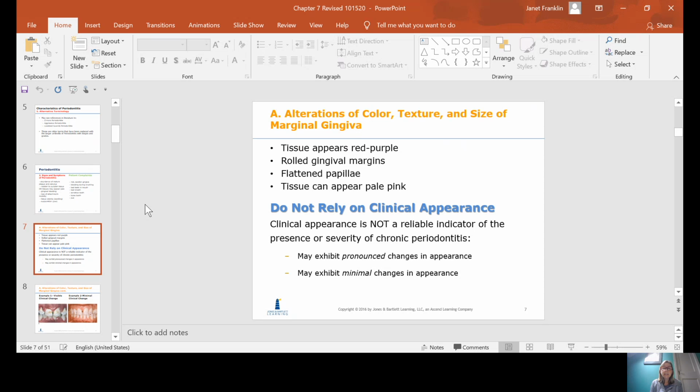Alterations of the color and size: the tissue goes from that nice pink to red. The gingival margins become rolled due to the inflammation and the detachment. The papilla become flattened and the tissue can appear pale pink.